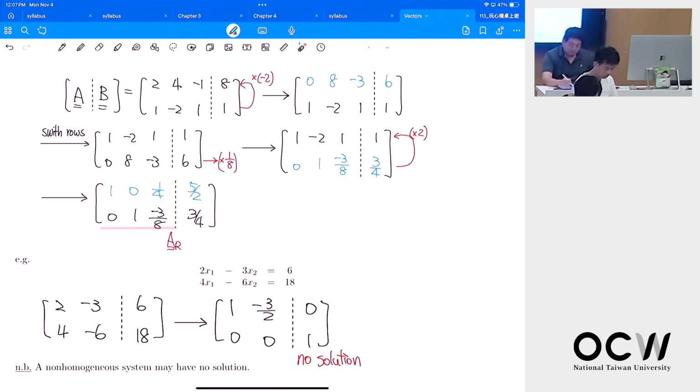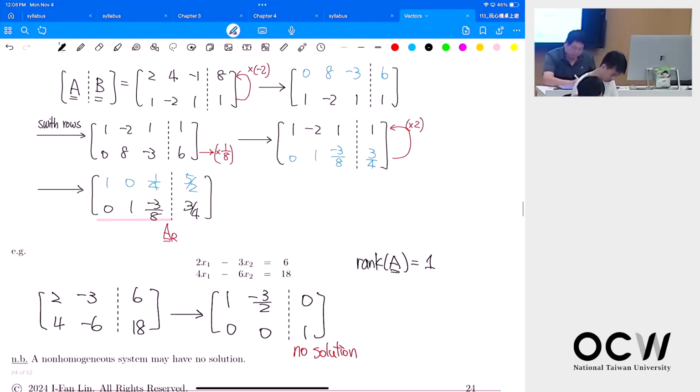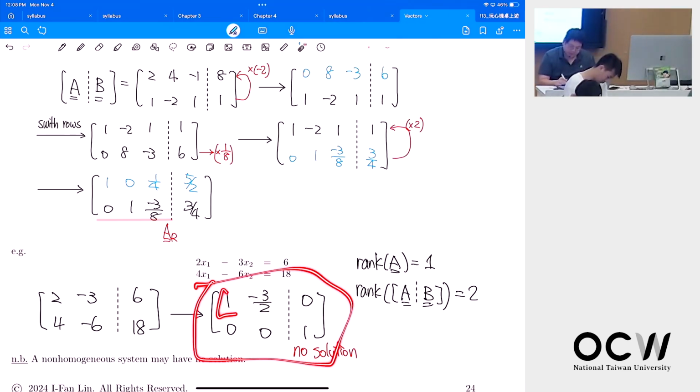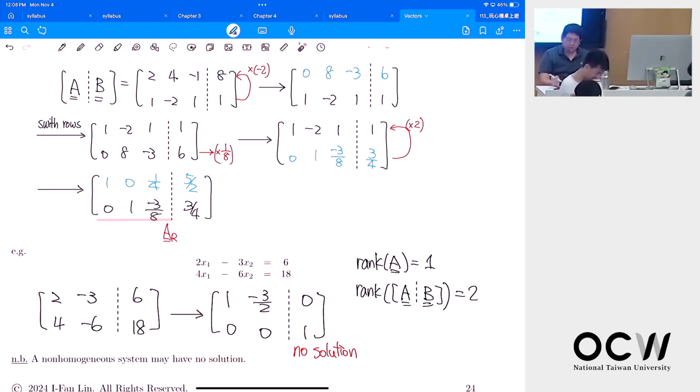So a non-homogeneous system may not have a solution. You can also check the rank. The rank of A here only is 1, okay? But the rank of the augmented matrix [A, B] is 2. If we see this matrix as a whole, then the rank is 2, greater than 1, so greater than the rank of A, then we don't have a solution.